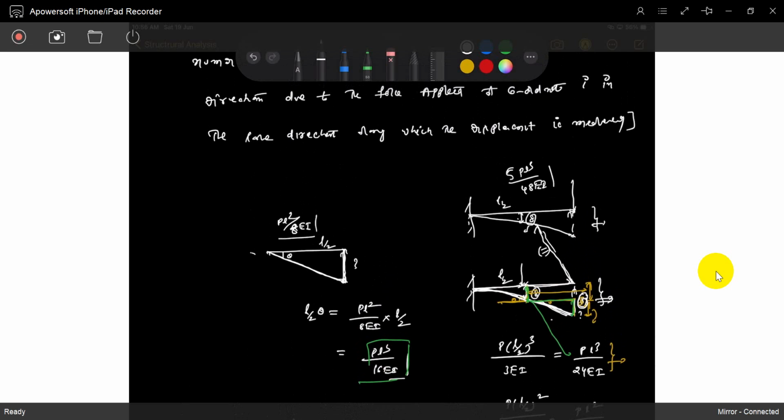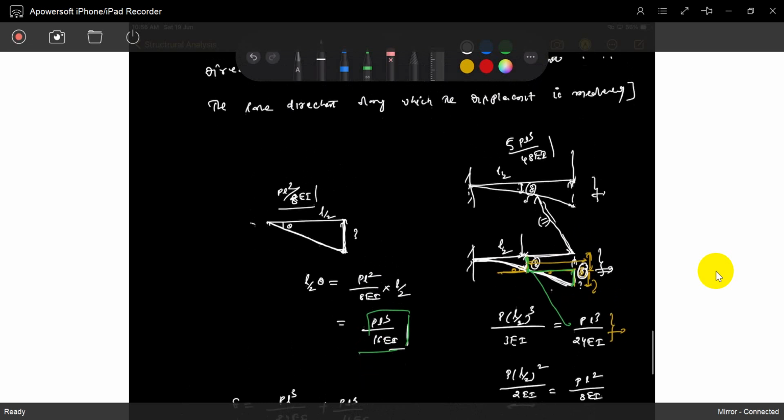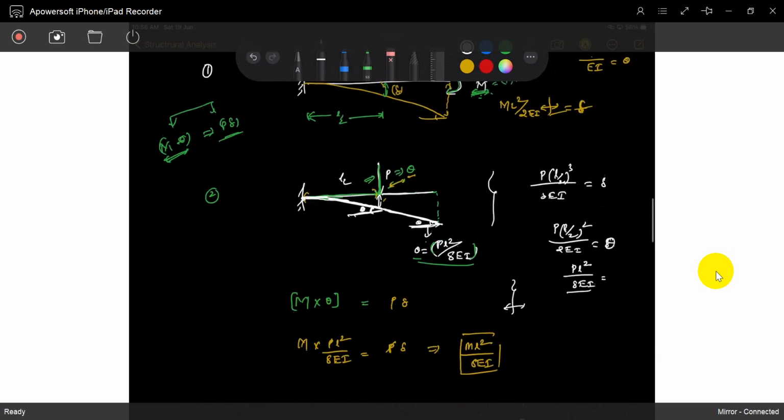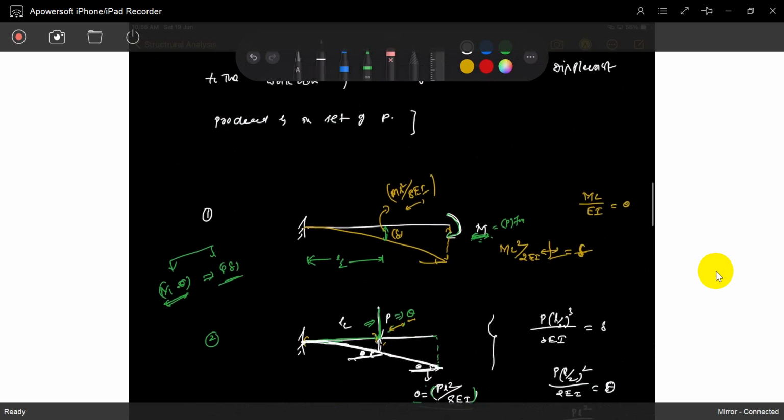That's it. Understood? Once again, if you want to solve, so what will you solve? I solve, na. So this is a member. This is a member. What is this deformation? I asked.